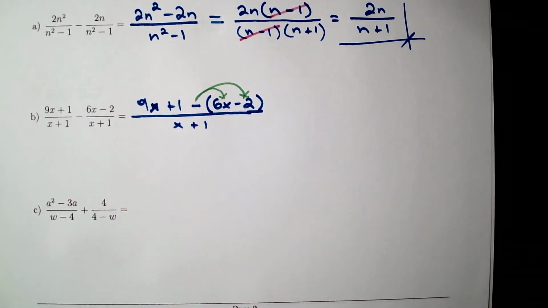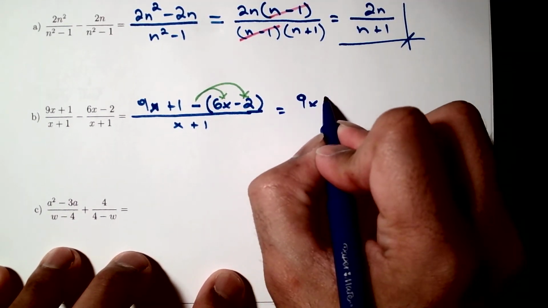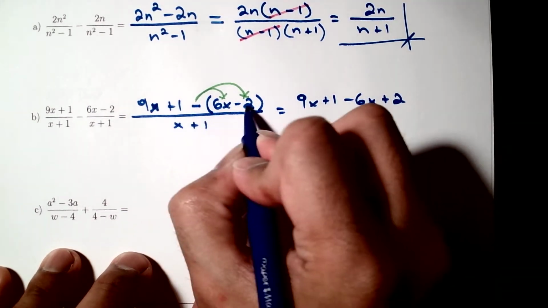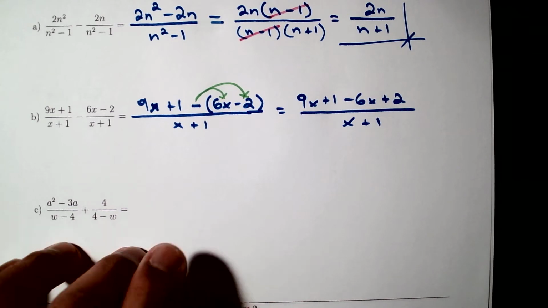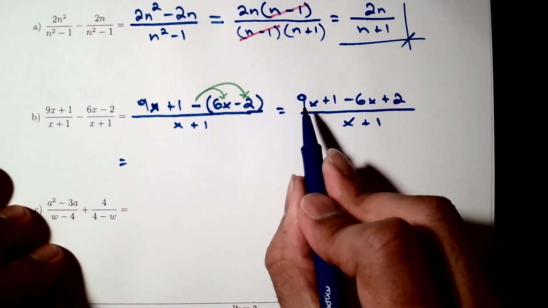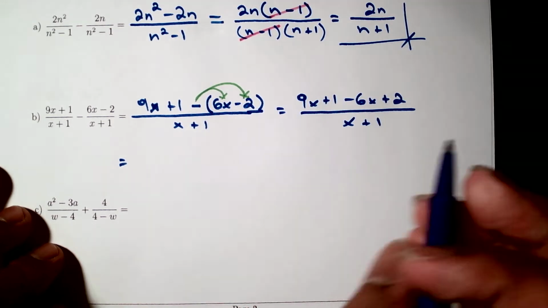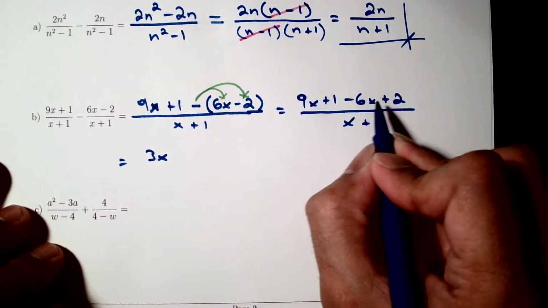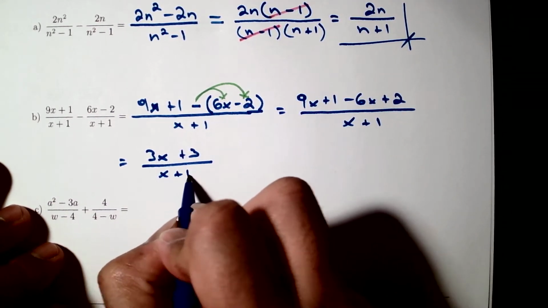Distribute the negative sign to obtain 9x plus 1 minus 6x plus 2, all over x plus 1. Negative times a negative is positive. In this case, let's only combine like terms, x's with x's, constants with constants. So 9x minus 6x gives us 3x. 1 plus 2 equals 3. Divide that by x plus 1.